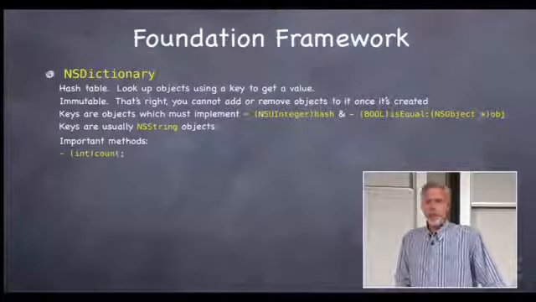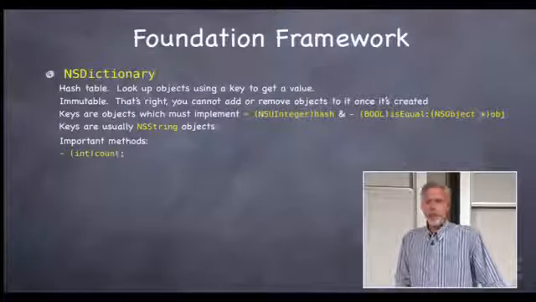Important methods here: count, same thing. That's how many key-value pairs. objectForKey, that's the other primitive. Give it a key, gives you back an object. Very straightforward. It also has some methods like allKeys, which will return you an array of all the keys. Right? Makes some sense. And allValues as well.